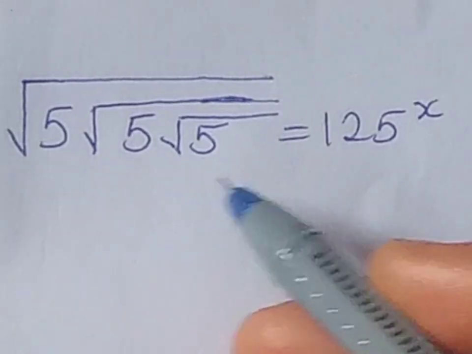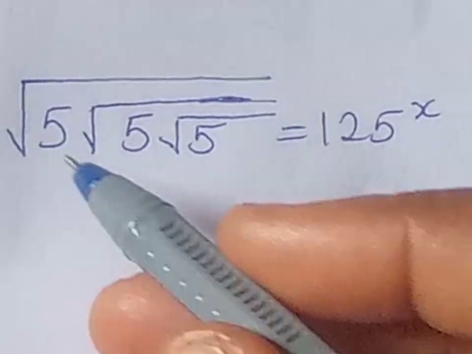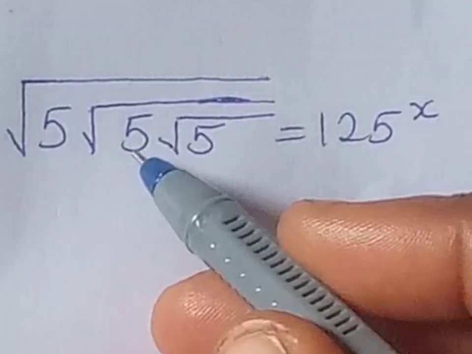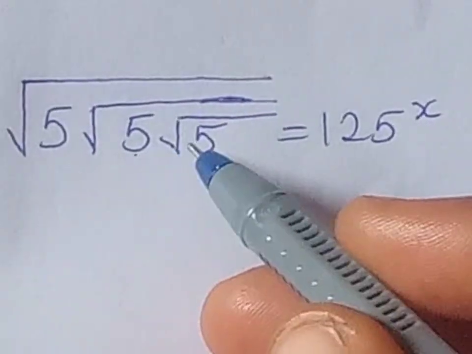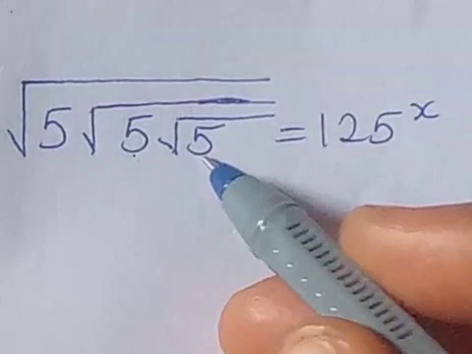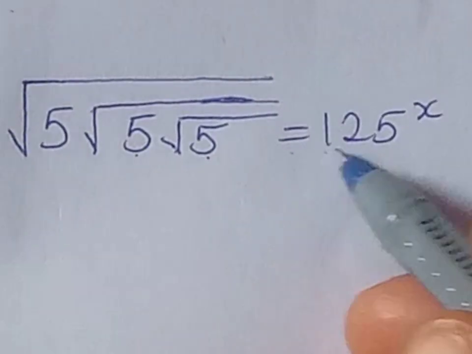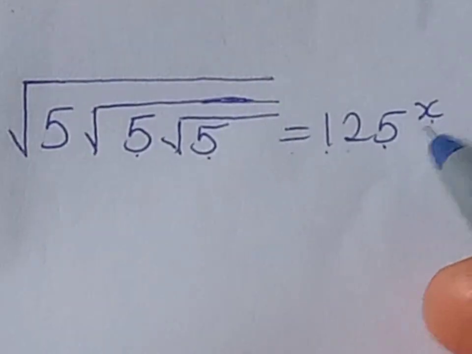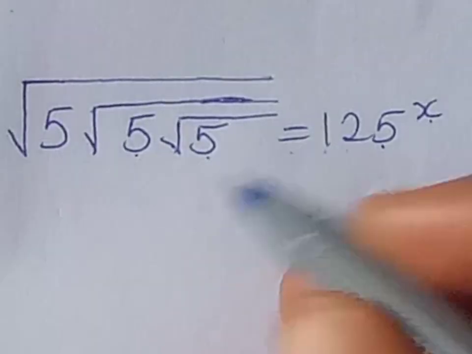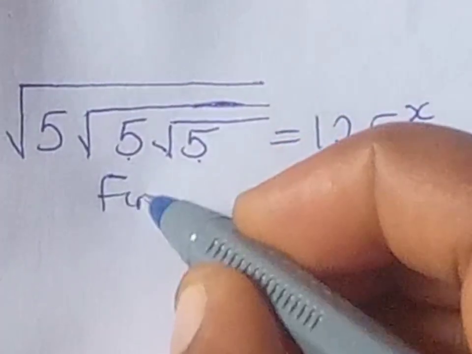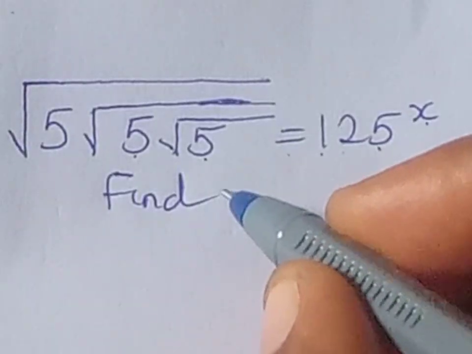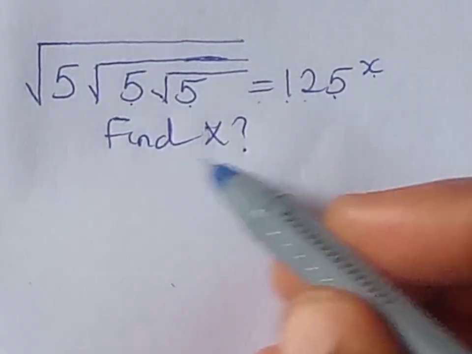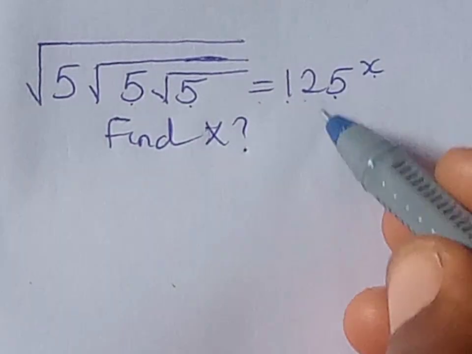Now here's the question before us, which says the square root of 5 multiplied by the square root of 5 multiplied by the square root of 5 equals 125 raised to the power of x. And the question says we should find the value of x.